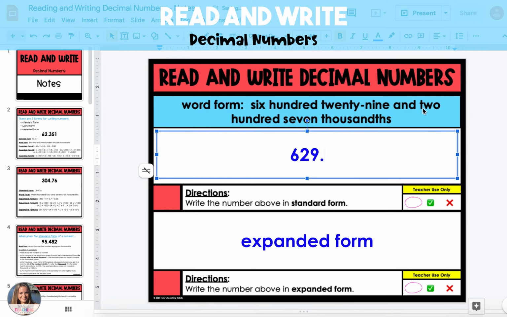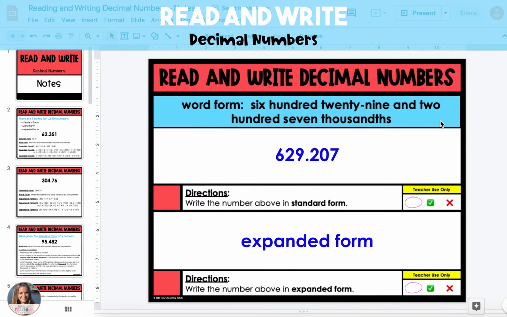Next, we'll write the decimal part of the number. After "and" is 207 thousandths. So we're going to write the number 207, and we have to make sure that 207 ends in the thousandths place. So it will be 629.207. Next, we'll record the same number in expanded form.